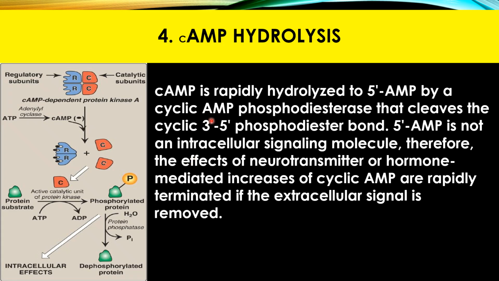We have already discussed initially that cyclic AMP is hydrolyzed. In the initial slides, we discussed that when there is no signal, or it is time dependent, the cyclic AMP is automatically, after a natural biological cycle, converted into 5'-AMP by cyclic AMP phosphodiesterase, which cleaves the cyclic 3',5' phosphodiester bond. 5'-AMP is not an intracellular signal molecule, therefore the effects of the neurotransmitter or hormone-mediated increases of cyclic AMP are terminated if the extracellular signal is removed. So to cut the long story short, in the absence of the extracellular signal, the cyclic AMP will be converted into 5'-AMP, and the 5'-AMP is not an intracellular signal, and the signal has been terminated.